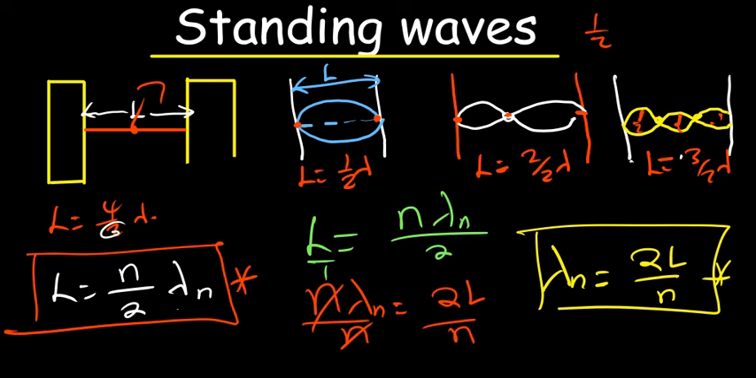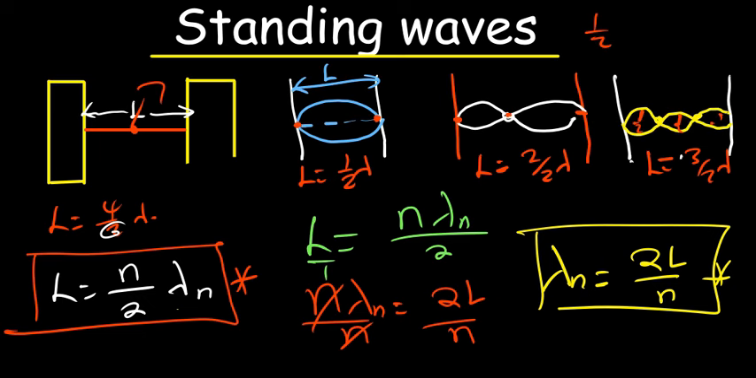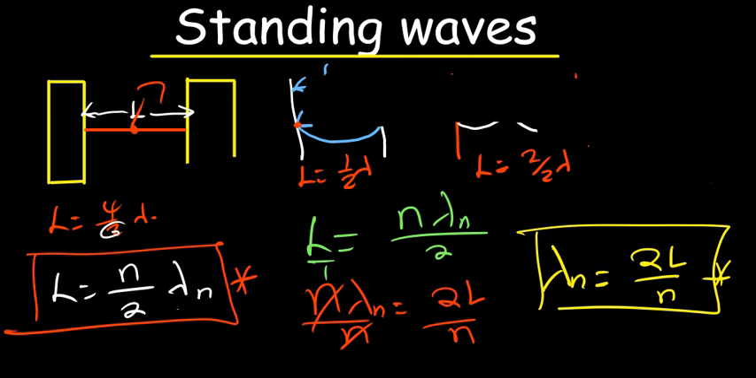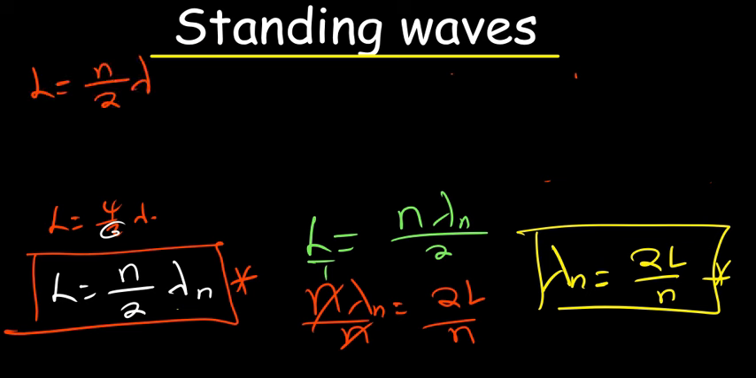Okay, now let's talk more about the fundamental frequency. Okay, so let me just get rid of this. Let me just get rid of this part here. And I'm going to put these formulas here. L is equal to n over 2 lambda n. And also another formula is lambda n should be equal to 2L divided by n. Okay. So this is what I'm going to do.